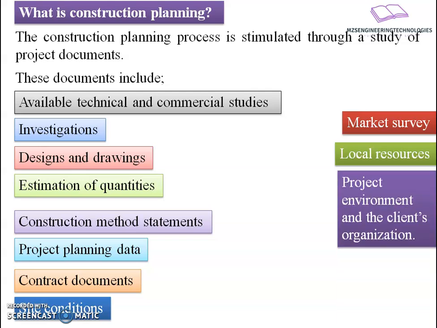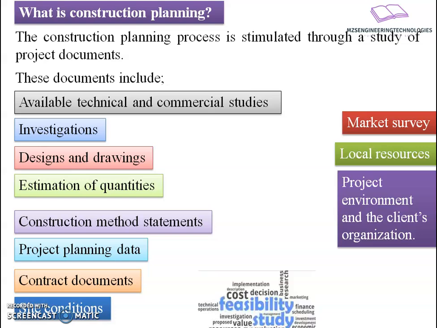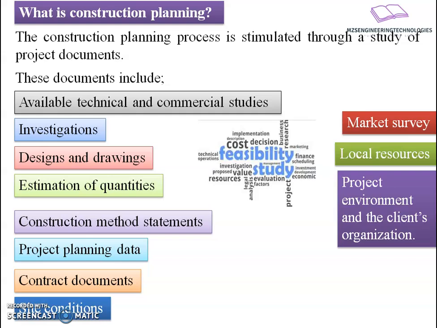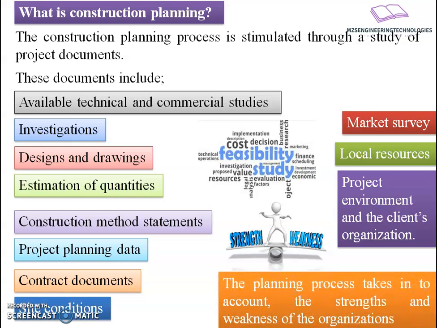Then what we have: project environment and client organization. We'll see what type of civilization is there, what type of welfare activity is there, what type of organizational setup is there, and what they want to do with the execution of this project. And after that, we are going to do the feasibility study, in which we will say whether my project is feasible or not. With this study, we are going to come to know what strengths and weaknesses we have in such a project planning, and how we can mitigate them. And that total part is called project planning.